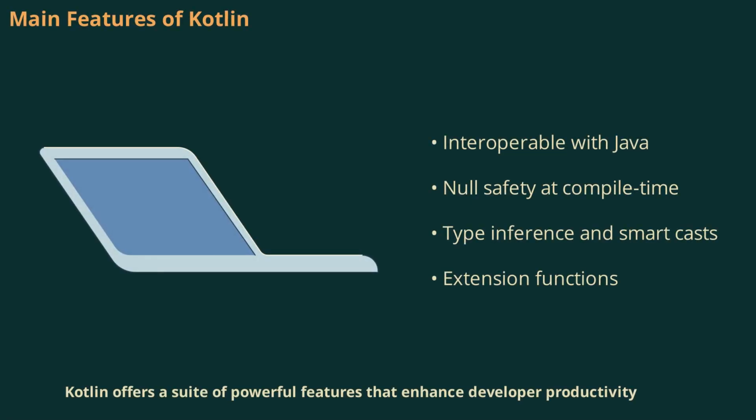Kotlin offers a suite of powerful features that enhance developer productivity. Full interoperability with Java means you can call Java code from Kotlin and vice versa within the same project. Null safety eliminates NullPointerException errors at compile time, making your code more reliable.